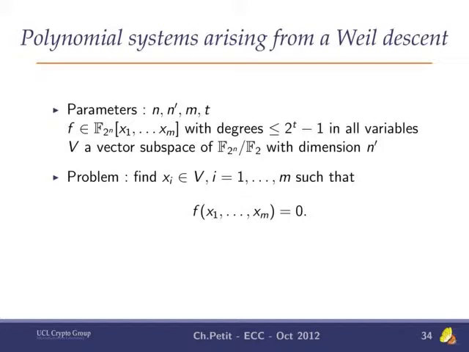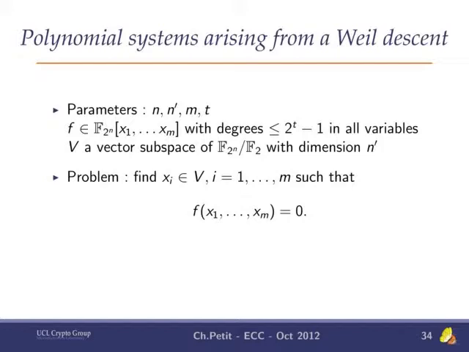So I'm working over a field. Well, this could be F_p as well. Let's say 2. So finite field F2 to the n, so n is the extension. There are n variables, and n prime is the size of some vector space V. t is somehow the degree of the polynomial. Actually, the polynomial is degree bounded by 2 to the t minus 1 in each of those variables. So total degree n times 2 to the t minus 1.